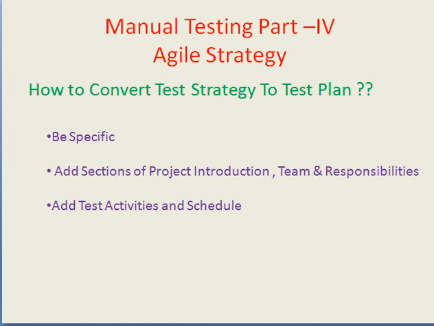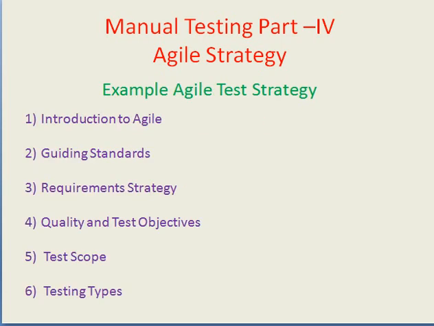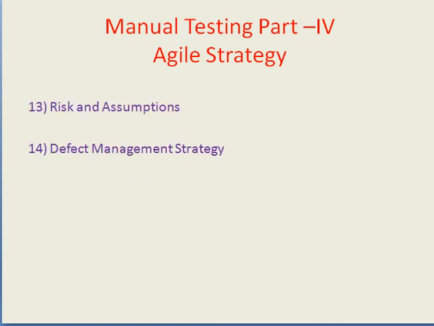A test strategy means looking at the existing constraints and limitations, looking at the existing available resources, and figuring out what is the best approach to meet the test objectives effectively. In an agile test strategy, you can have sections like the introduction to agile, guiding standards, requirements, strategy, quality and test objectives is an important section, test scope and testing types. Then also give the strategy for test design, test environments, test execution, test data management, test automation, and give the risks and assumptions and defect management strategy.